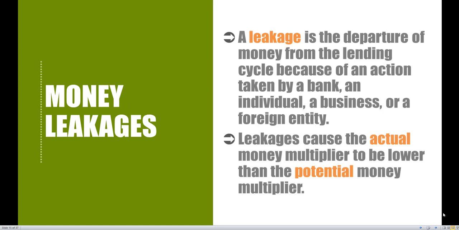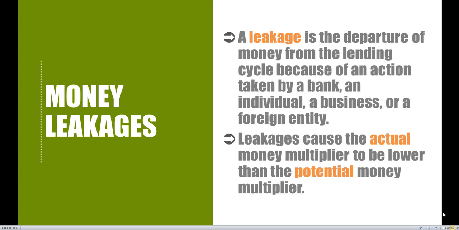So why will we rarely see the full impact of the potential money multiplier? That's because we have these types of leakages. Not a big fan of that word, sounds pretty dirty, but a leakage is the departure of money from the lending cycle because of an action taken by a bank, an individual, a business, or a foreign entity.